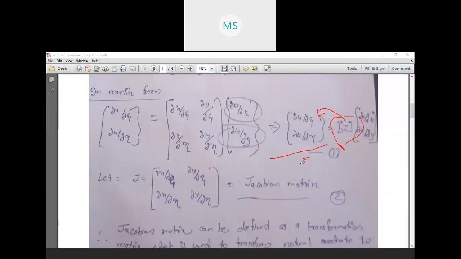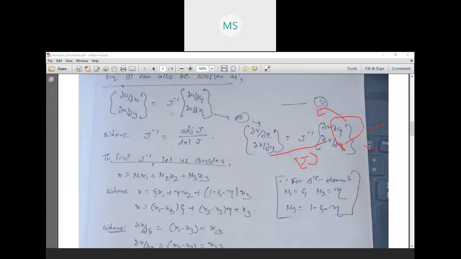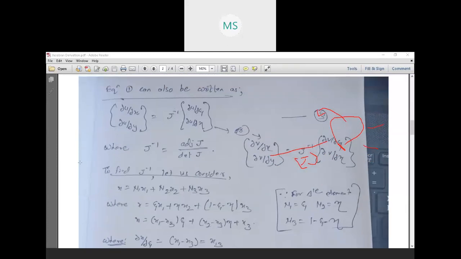Instead of that, we will write this as a transformation matrix. This will be going down. So we can write del u by del x, del u by del y is equal to J inverse times del u by del zeta and del u by del eta. That's what we are doing here. We are just transforming it. We are taking the inverse of this and shifting it to the other side. So what does that mean? That means if you want to transform the Cartesian coordinate into the natural coordinate system, then you have to invert the Jacobian matrix.